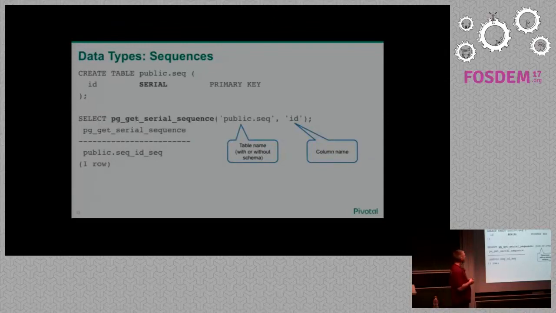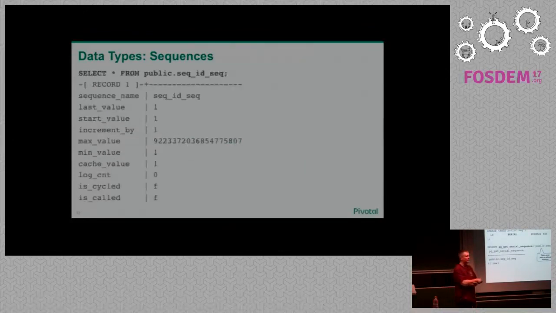Never rely on a sequence name. Usually it's the table name, the ID, and a prefix of sequence. But it doesn't have to be. There's a function which you can use, pg_get_serial_sequence. You specify a table name and a column name, and Postgres will return the sequence name to you. And then you can go and say, select star from my sequence, because it acts like a table.